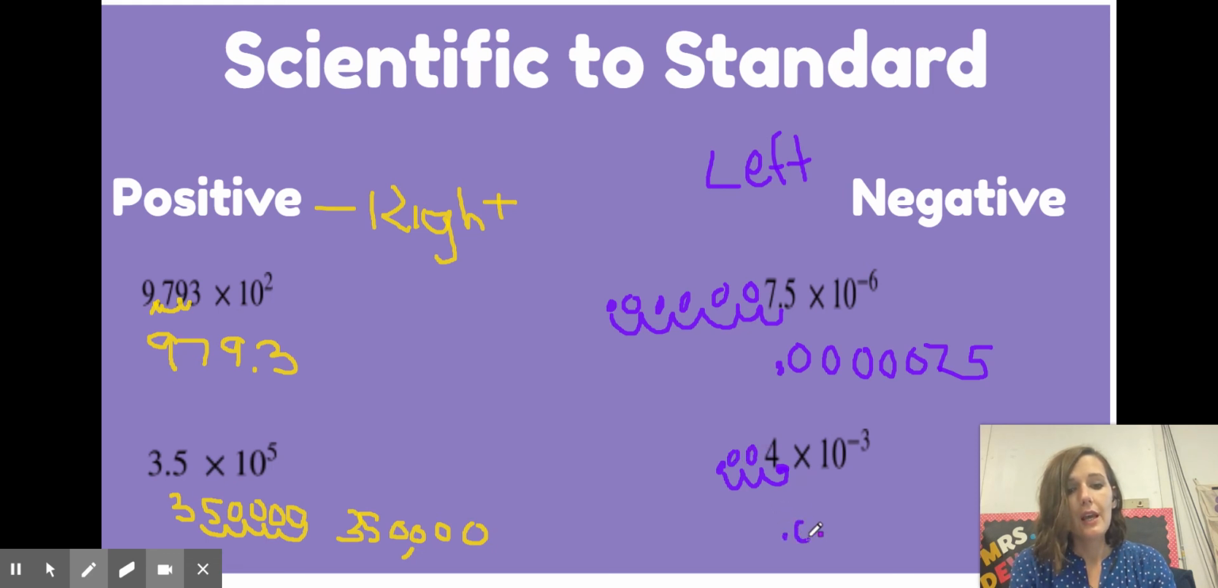So notice that this exponent isn't how many zeros you add, it's just how many times you move over. So I only had to add 2 zeros because I had to also include this 4 as well. And that's your final answer. Okay, so go ahead and try some of these on your own.